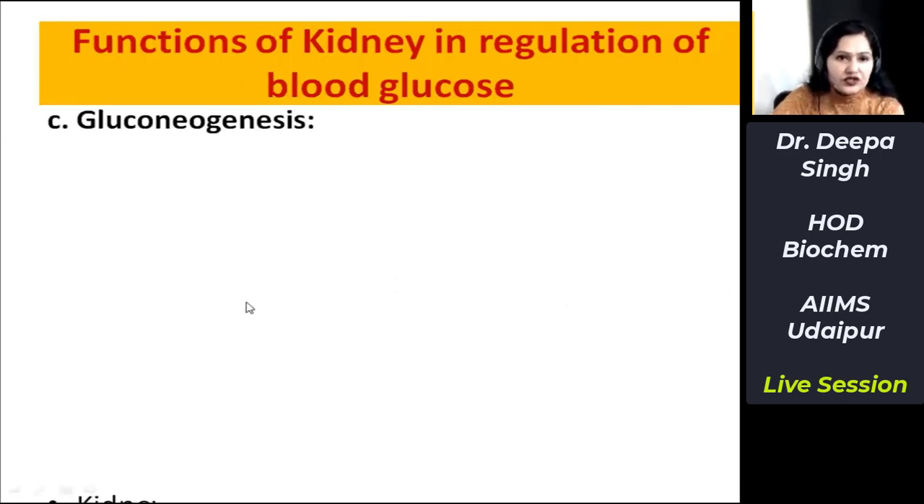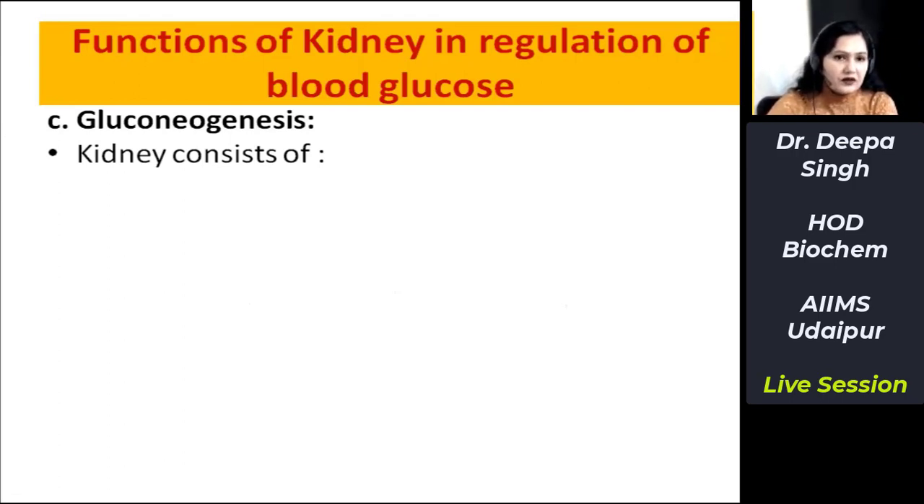Third comes gluconeogenesis. As we know, kidney consists of three regions: renal medulla, renal cortex, and renal pelvis. So this renal medulla consists of enzymes only for glucose utilization, like brain. It consists of enzymes for glucose phosphorylation as well as for glycolysis. But it does not consist of enzymes for gluconeogenesis. It lacks enzyme glucose 6-phosphatase as well as other gluconeogenic enzymes. Hence, the kidney medulla is unable to synthesize glucose and thus contribute in blood glucose maintenance.